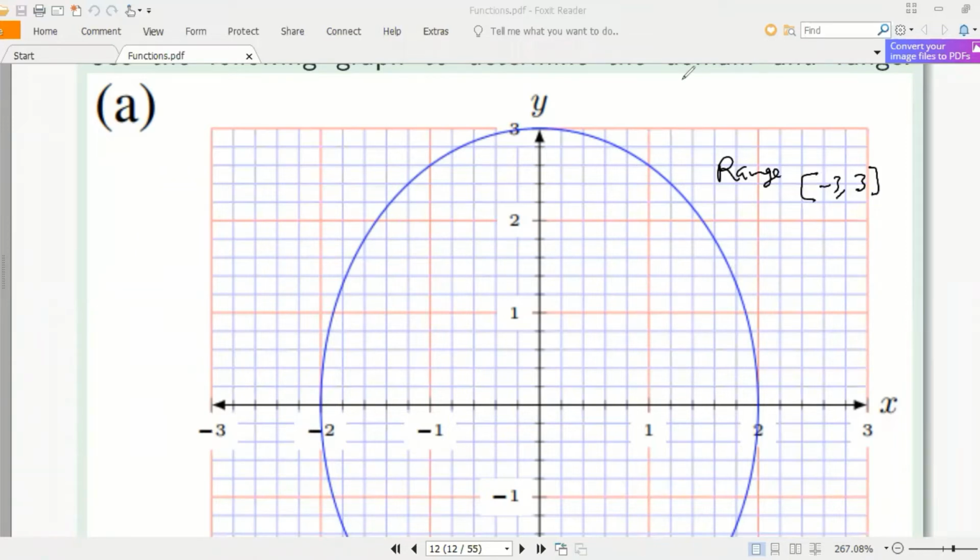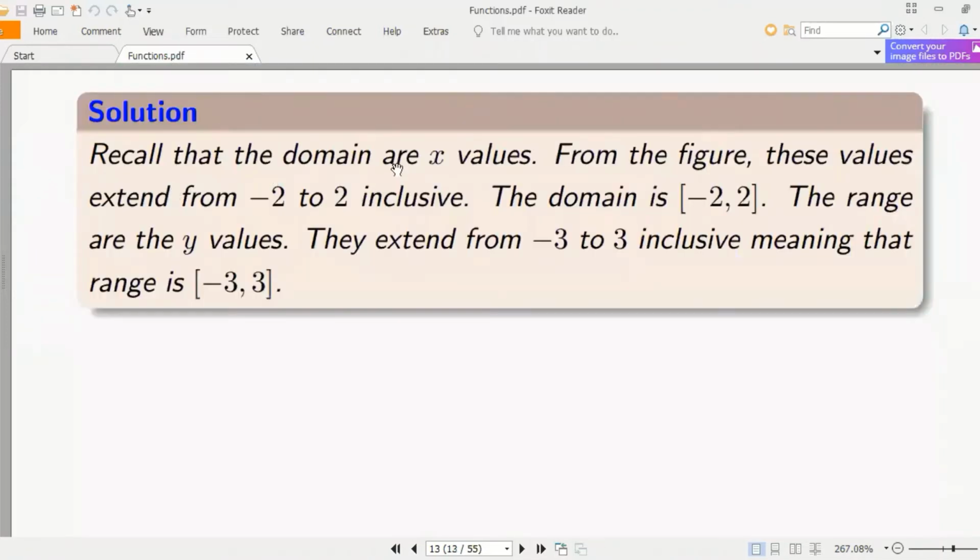So we need to look at another example. But just before that, what was my explanation? My explanation here was that, recall that the domain are x values, so from this figure, these values extend from -2 to +2 inclusive. And therefore, the domain will be this. And remember the square bracket, I've explained why I'm using them. And the range of the y values, they extend from -3 to +3 inclusive, meaning therefore that the range is this. If I'm given a graph, I can tell what the domain is and what the range is.